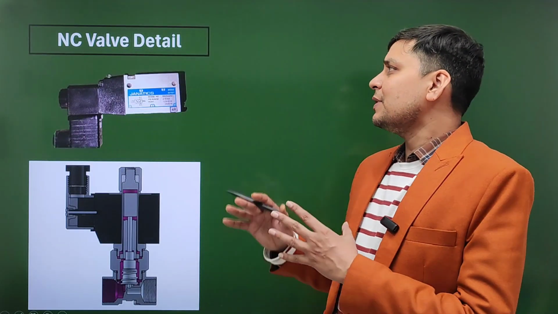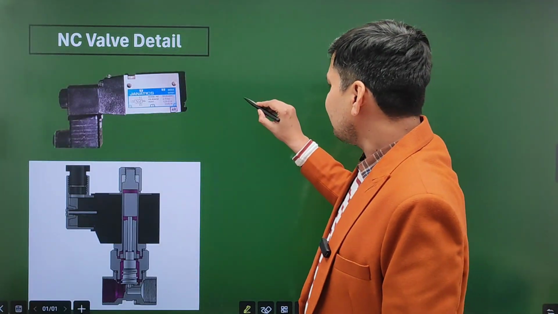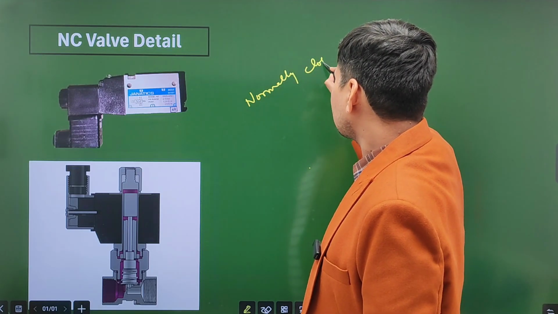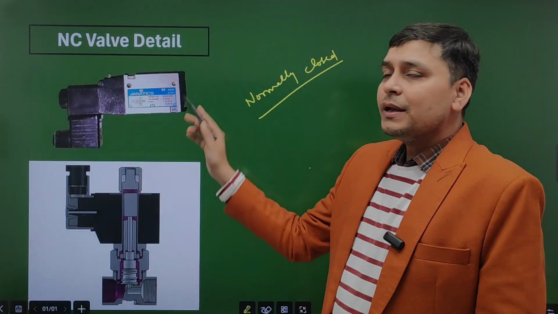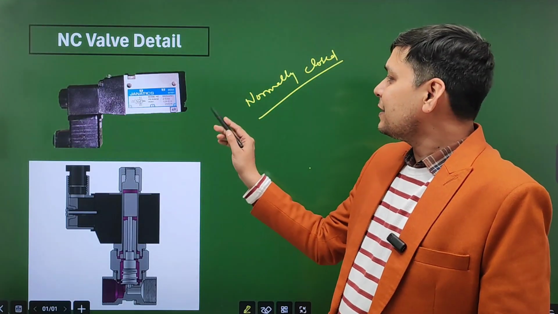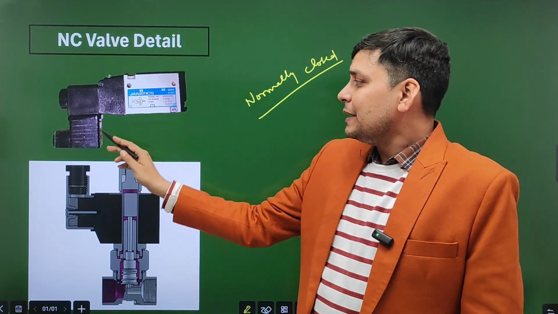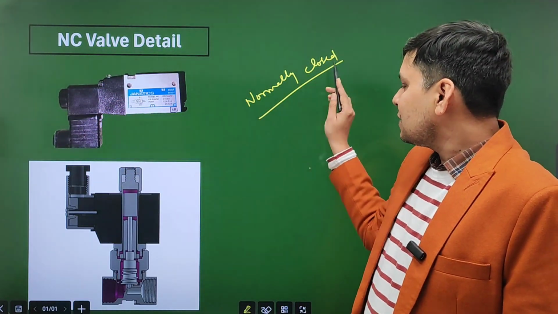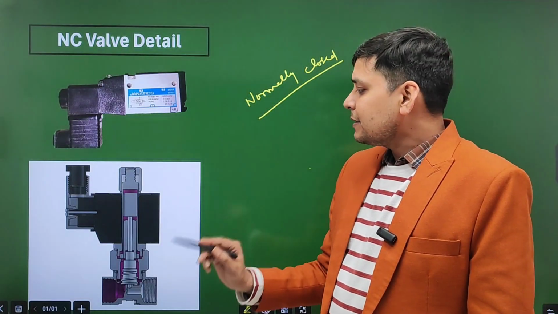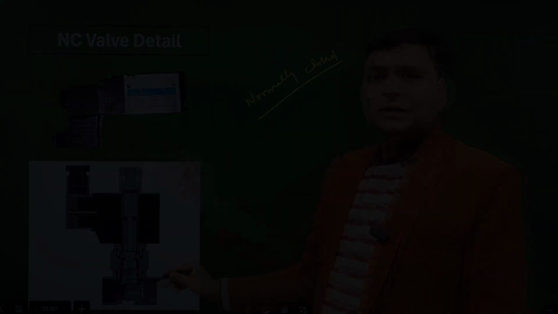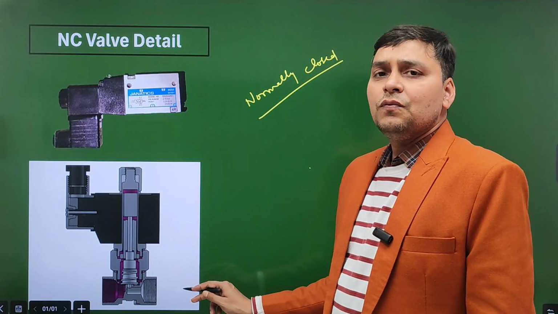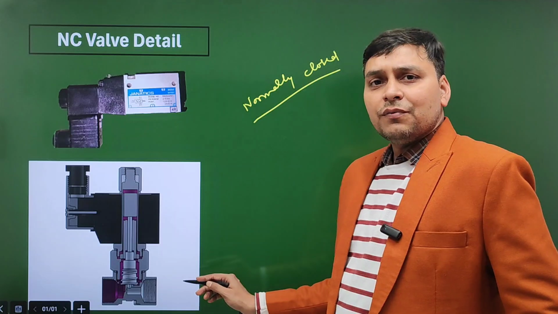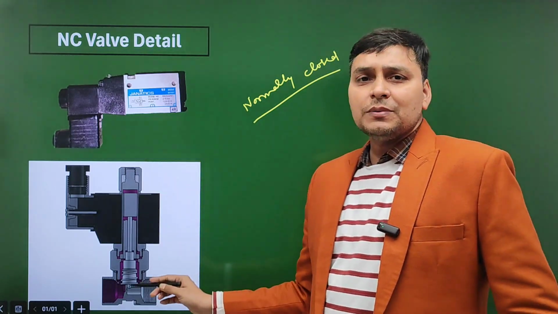Now we will discuss NC valve detail. Here N means normally and C means closed. When this valve is in de-energized state, it remains in closed condition. In de-energized state, meaning when the supply is not given to the coil, this valve remains closed. And in that condition, the plunger remains in downward direction and it stops the flow of fluid. Because flow of fluid does not pass through the valve in normal condition, this valve is known as a normally closed valve.